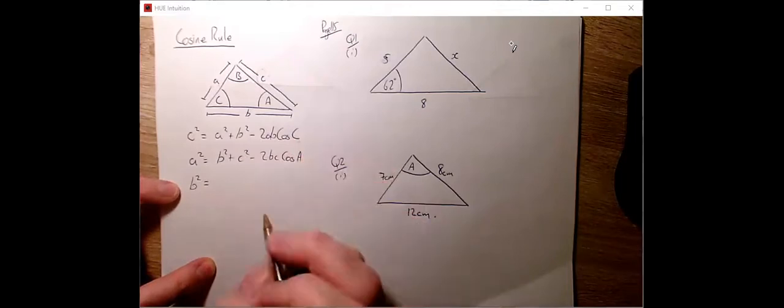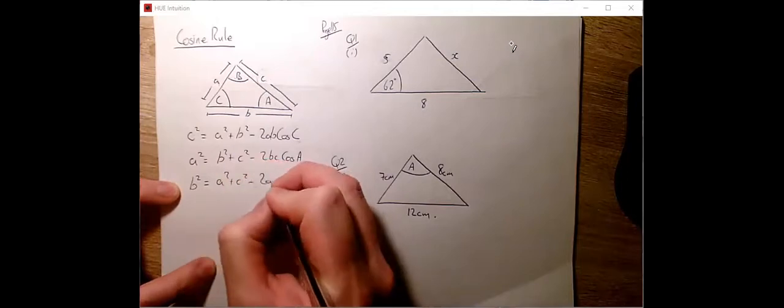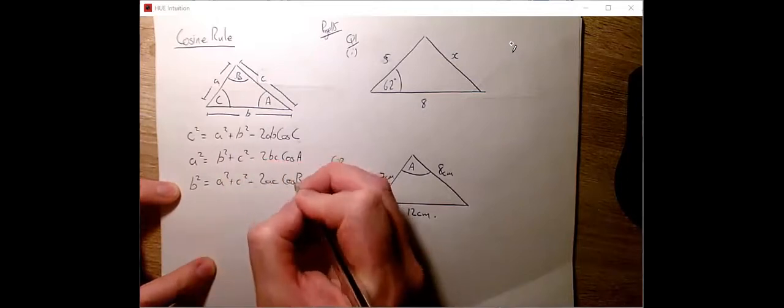Hopefully you've stopped and given it a go, and you've said a squared is b squared plus c squared minus twice bc cos A. b squared plus c squared minus twice bc cos of this angle in between them, b and c. And b squared is a squared plus c squared minus twice ac cos B, the angle in between them. So a squared plus c squared minus twice ac cos capital B.